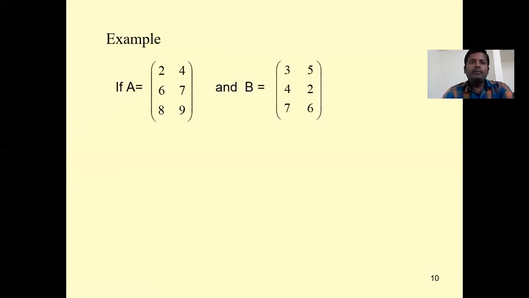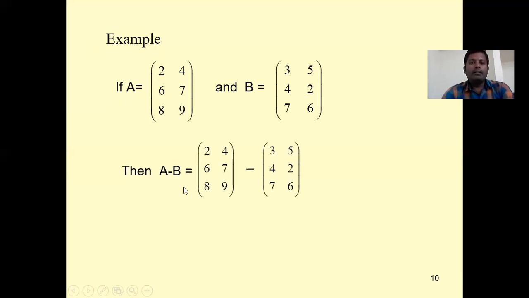You see the example. If A is equal to 4, 6, 7, 8, 9 and B is equal to 3, 5, 4, 2, 7, 6. We know the subtraction symbol is what? Minus. Already we know subtraction using numerical values. But here A minus B is equal to 2, 4, 6, 7, 8, 9 minus 3, 5, 4, 2, 7, 6. Then we write each corresponding element and we have to subtract it.